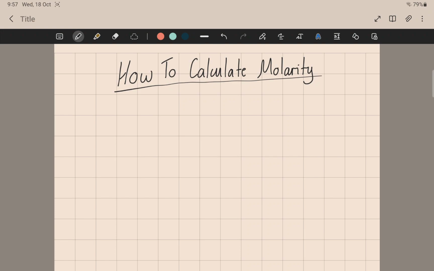Now I've got a lot of requests on doing a video on how to calculate molarity. So that's what we're going to be talking about today, and I'm going to break this down into really simple steps. So if you're already a little bit familiar, feel free to jump ahead in the video.